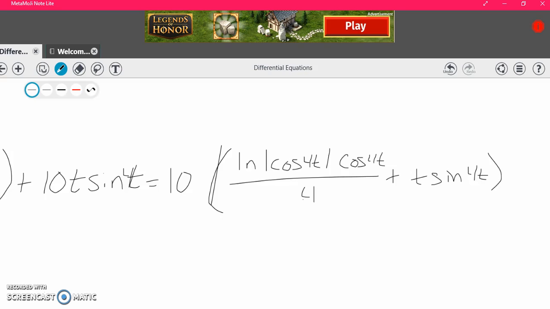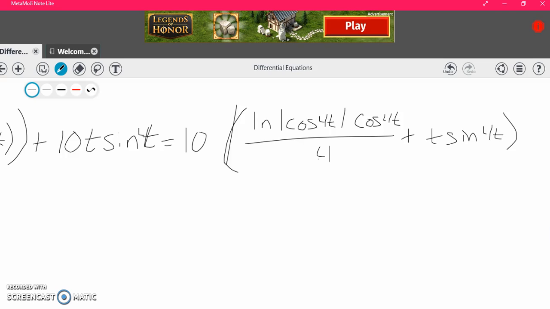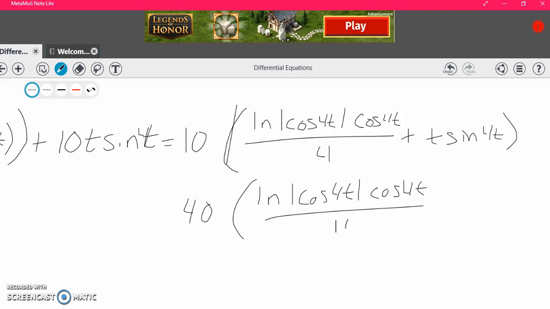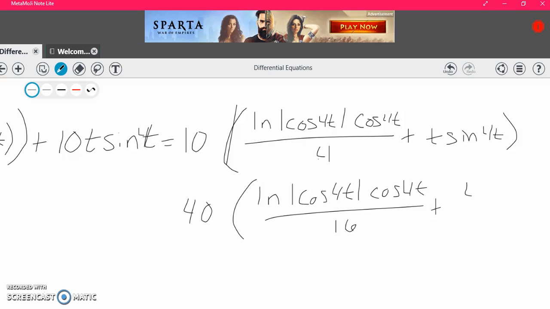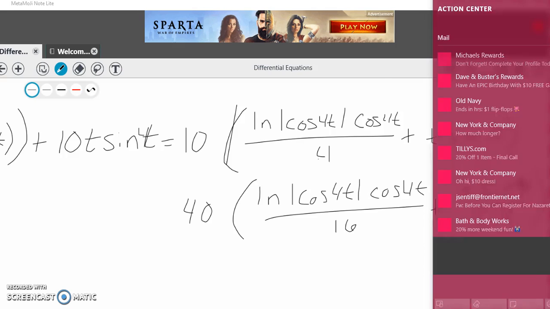If you wanted to get it to where the solution was for the WeBWorK homework, you just multiply everything by 40 over 40, because that's multiplying by 1 basically, and you get 40 ln cosine 4t cosine 4t all over 16 plus t sine 4t over 4. And that was your final answer.